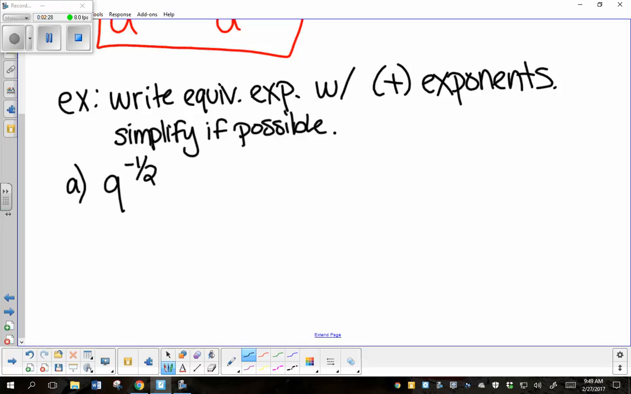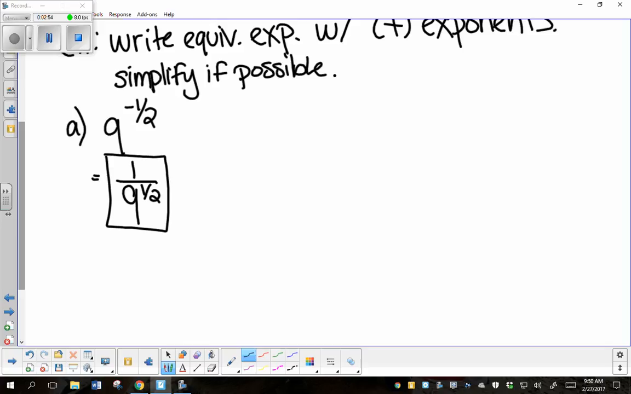All right, so we're going to write it first with positive exponents. So we're going to make this 1 over 9 to the positive 1 half. So that's the first part of our answer. We just move the base with the exponent to the bottom. It's like going to jail. And then it becomes a positive exponent because he's in therapy. Good guy.